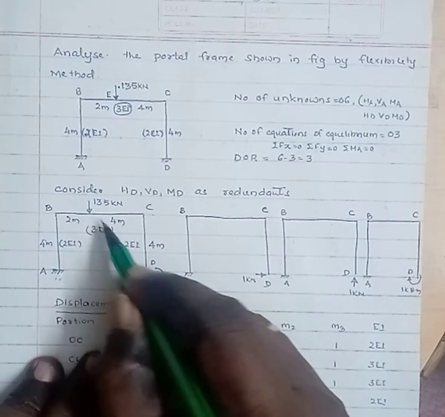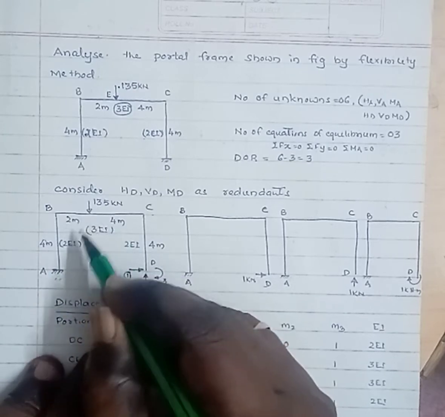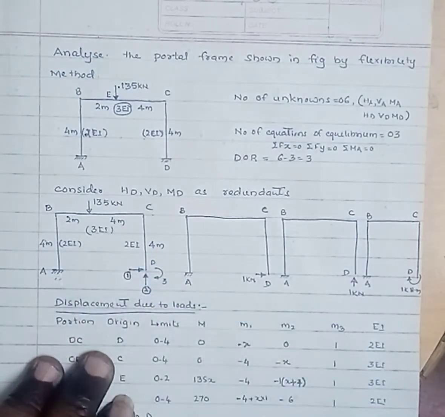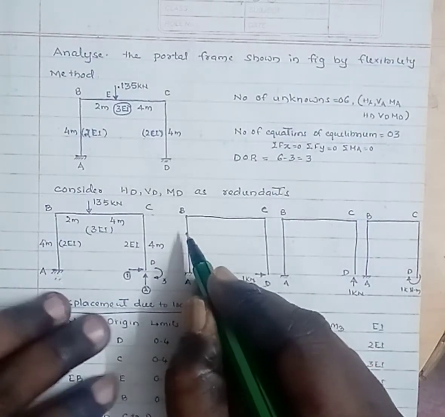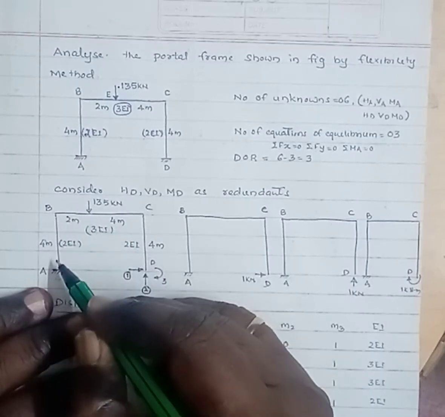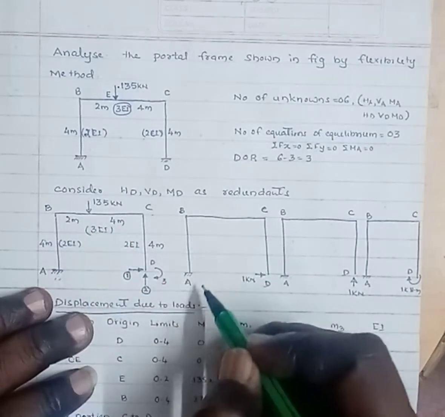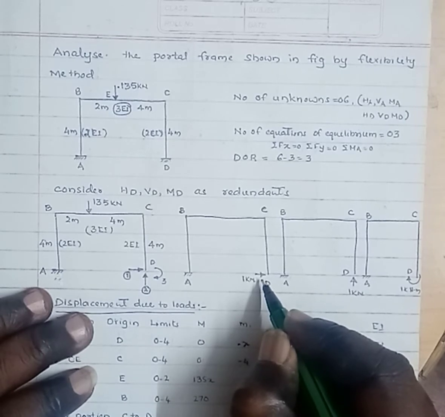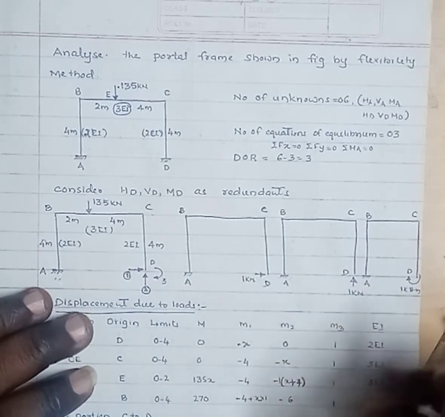Now this structure is subjected to the externally applied load. The only load is acting on BC at a distance of 2 meter from B and 4 meter from C. Then we remove the applied loads and apply unit loads to find the displacement in the direction of coordinates 1, 2, 3 respectively.